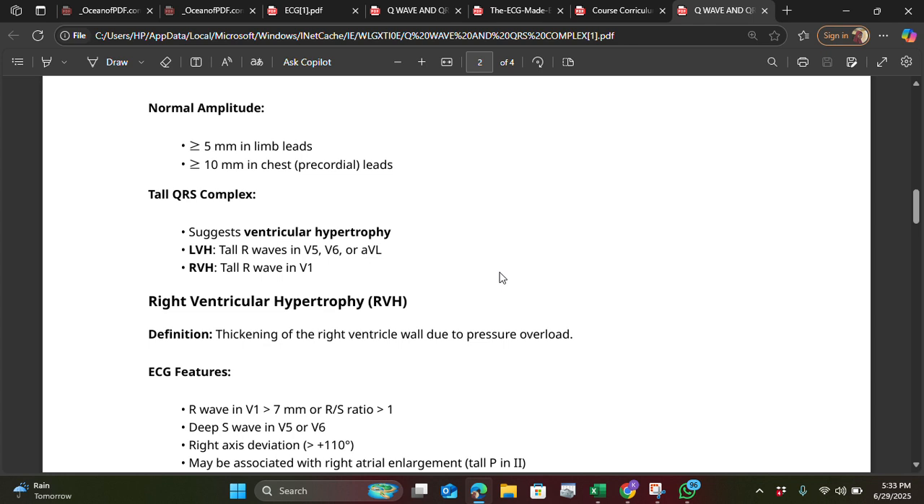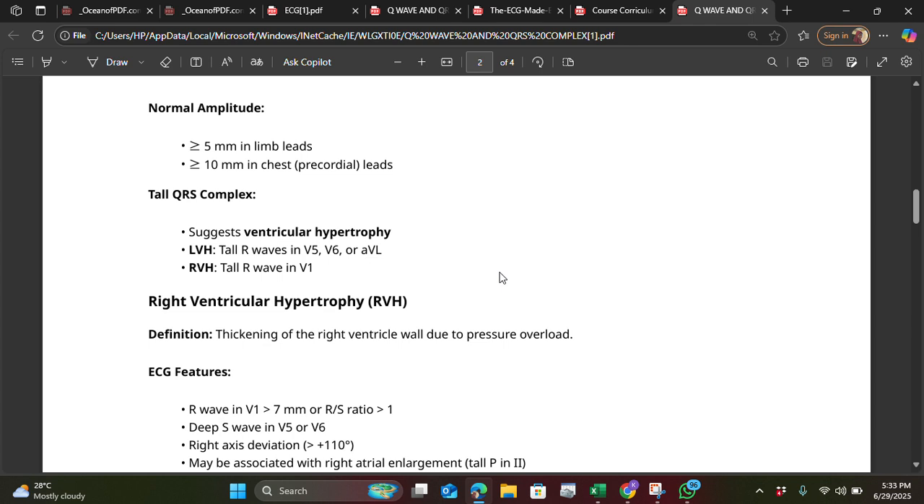So your normal height in limb leads should not be more than five small squares. And the normal height in chest leads should not be more than 10 small boxes. For your limb leads, aVL, aVR, aVF is 5. And then for your chest leads, V1, V2, V3, 10. V4, V5, V6 is 10.